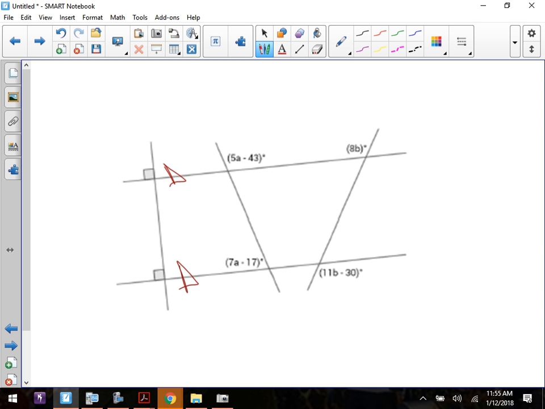Okay? So when you're trying to figure out what a is, you make your tick marks, and you try to see whether or not they line up. If they line up, they're congruent. If they have one tick mark and one non-tick mark, it means they have to be supplementary. If they both don't have tick marks, they would have to be congruent also. So here you'd have 5a minus 43 plus 7a minus 17 is 180. Combining like terms, you get 12a is 60. Minus 60, excuse me.